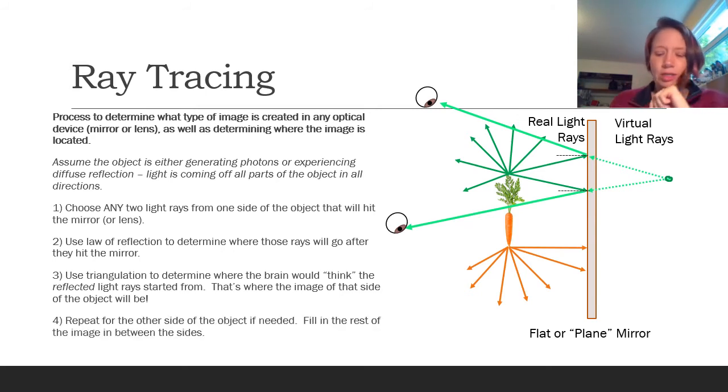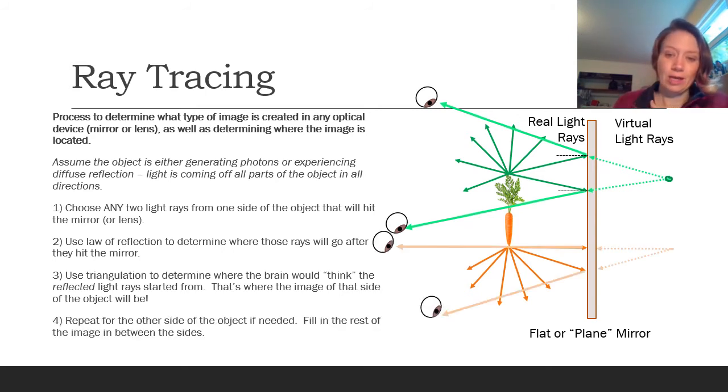You're then, of course, going to just repeat this process for the tip of the carrot, and your brain would take two light rays that hit the mirror from the tip, use that law of reflection to bounce those things off, and then go backwards and triangulate the location of the tip of that carrot.